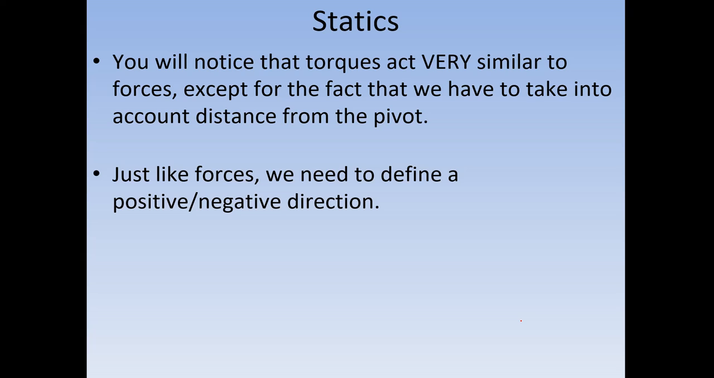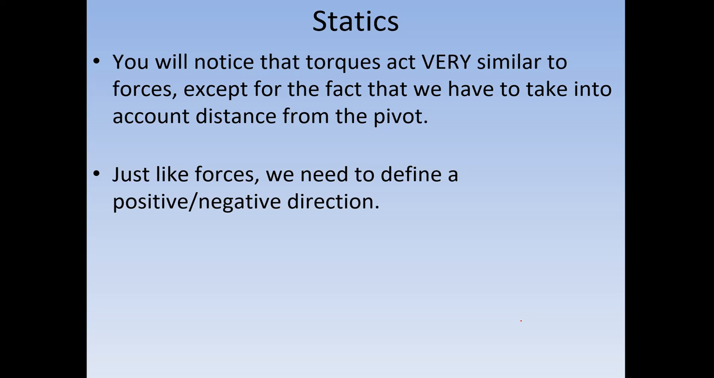And just like with forces, we're going to have to define some sort of positive and negative direction. For the most part, there were two different ways you could define positive and negative. One way was you could say anything going up is positive, anything going down is negative, or right is positive, left is negative. You could have also just chosen whatever direction you want, or you could have done what I mentioned in the dynamics section and made it so that the direction of the acceleration is the direction of positive.